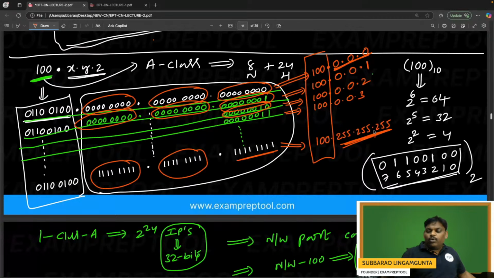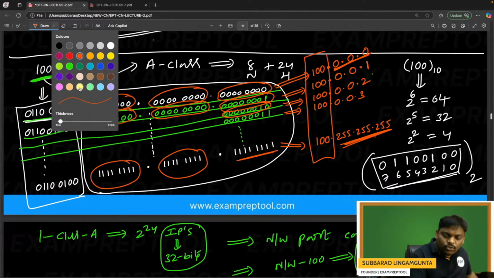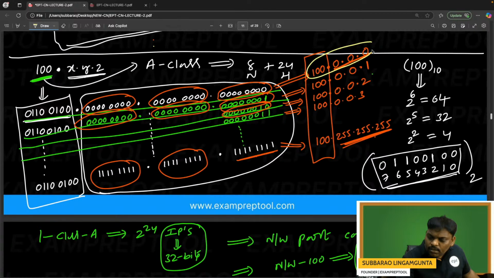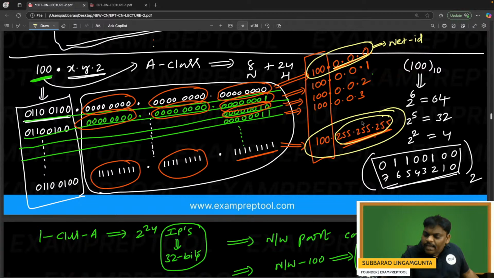Now everyone, one more interesting point. Host part all zeros to host part all ones. Remember, in a particular IP, when the host part is all zeros, this is called the network ID, net ID. When the host part is all ones, this IP is known as the DBA, direct broadcast address.